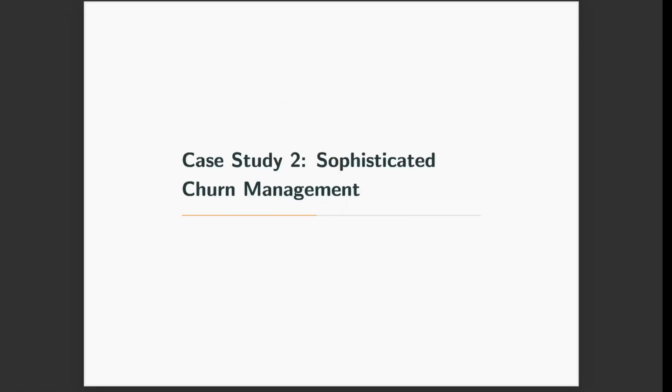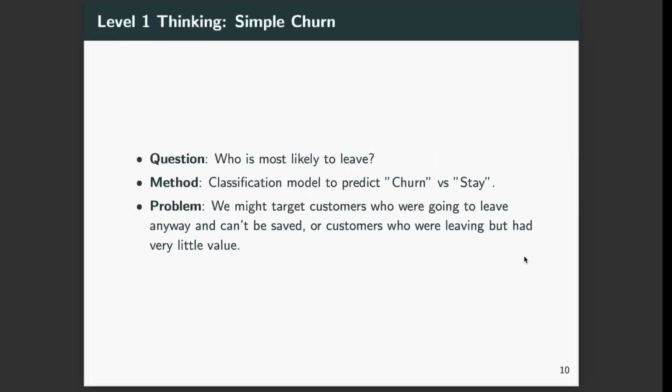Section 3. Case Study 2. Sophisticated Churn Management. Our second case study is one of the most important practical problems in any business with recurring customers: churn management. Churn refers to customers canceling their subscription or service and leaving for a competitor. This is a problem faced by telecommunications companies, streaming platforms, banks, software companies, and any other business that depends on retaining existing customers. I am going to walk you through 3 levels of thinking about this problem. Each level is more sophisticated than the last. The purpose is to show you how analytical engineering evolves as your thinking deepens.